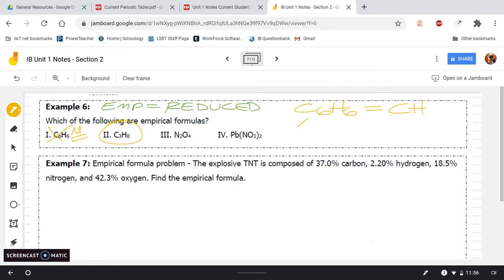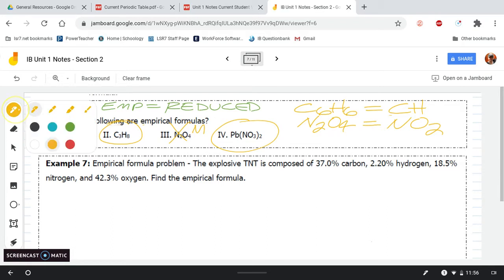N2O4. Well, hopefully you figured out you could divide them both by 2, which would give you NO2. So that's a no. That's a molecular. And then this guy here, this is a keeper. That's empirical because you can't divide the lead, because there is only one lead, so you really can't reduce it any farther than 1. So that's kind of a bit of a clue. If you see a single element in a formula, then it's probably going to be empirical because, I mean, it's logical, right? You can't reduce it below that value.